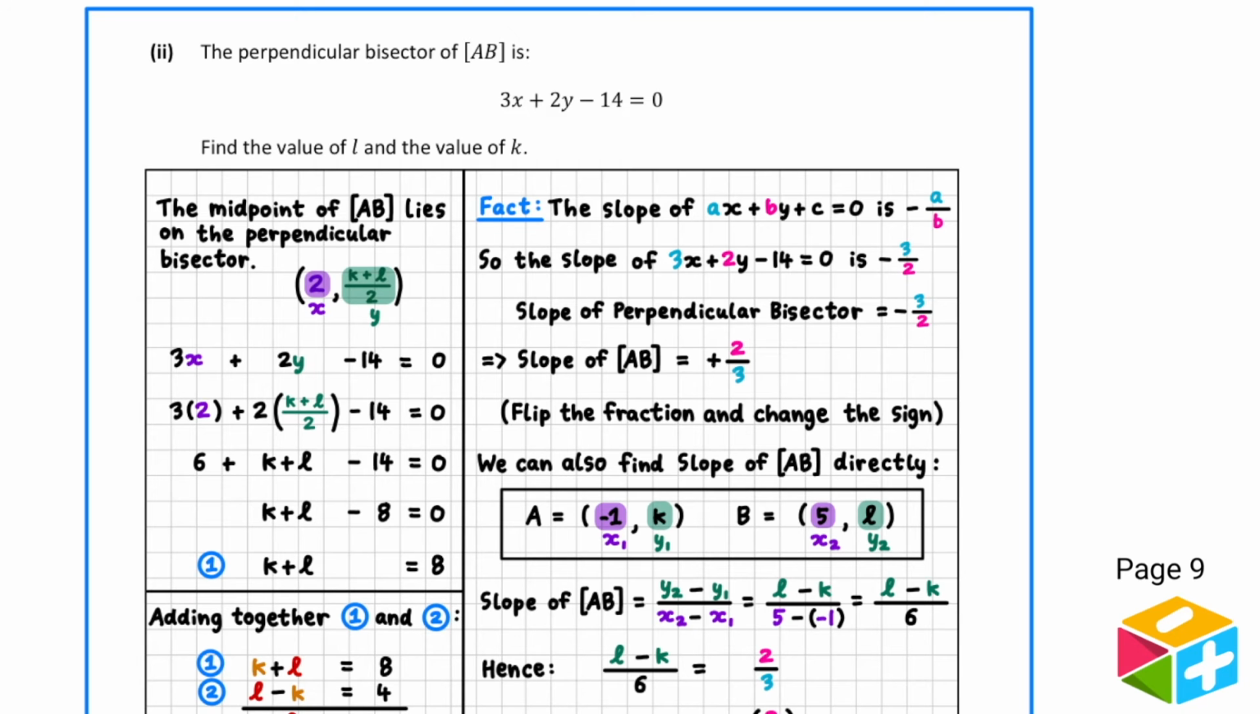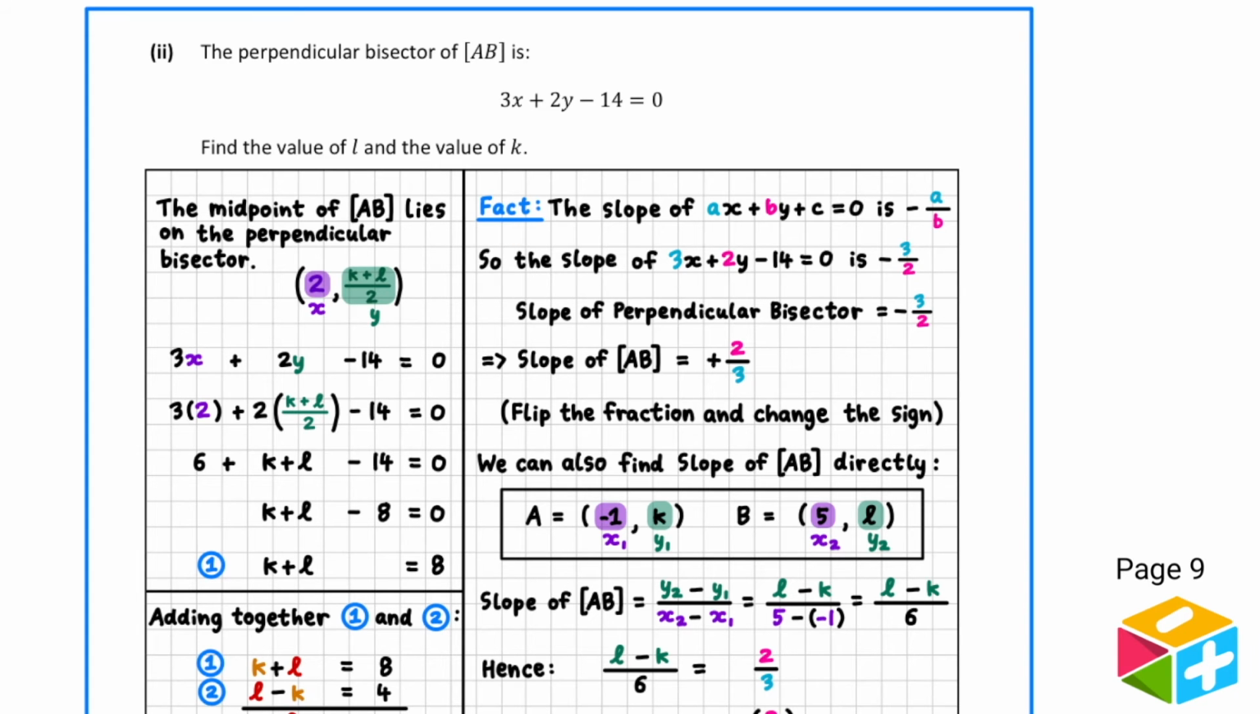The strategy here will be to obtain a second equation in k and L, and then use simultaneous equations to solve for these variables. To obtain our second equation, it's useful to think about slopes. There's a fact that says the slope of the line ax plus by plus c is equal to 0 is minus a over b.